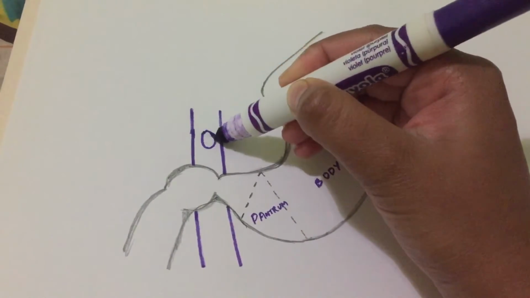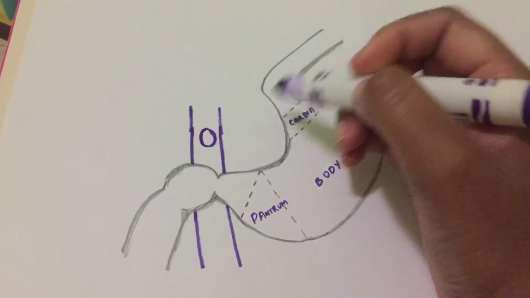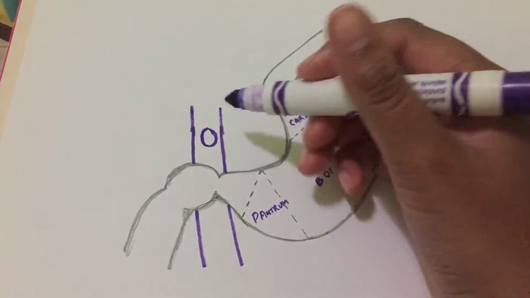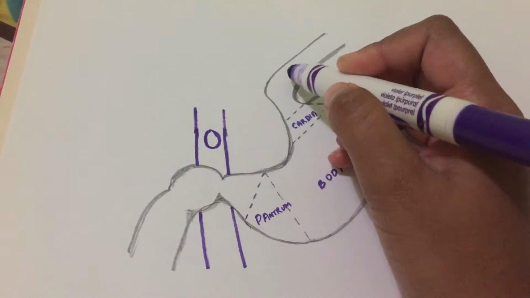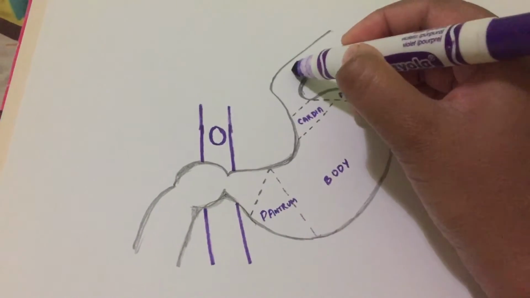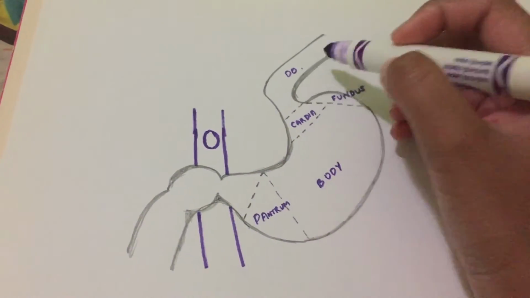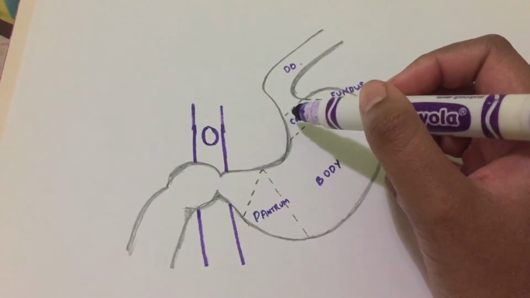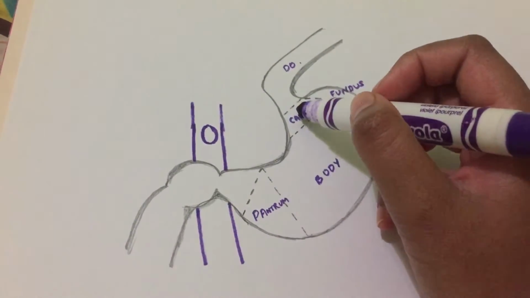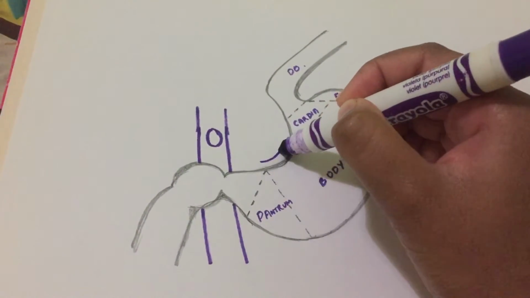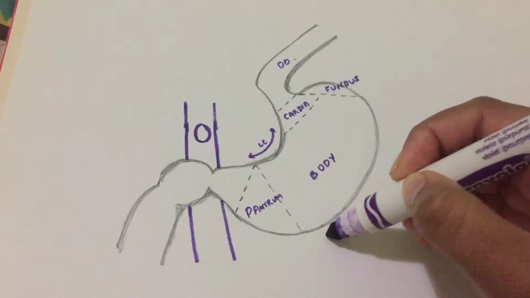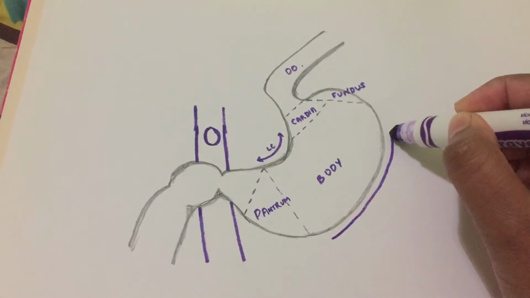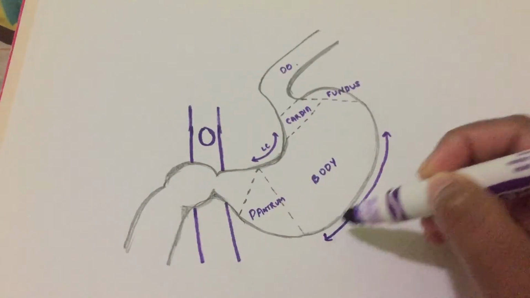Okay, so this is the celiac trunk, and the celiac trunk has three branches. The first one supplies the distal part of the esophagus. This is the distal part of the esophagus, and it also supplies the cardia, and this is the lesser curvature, and this is the greater curvature.